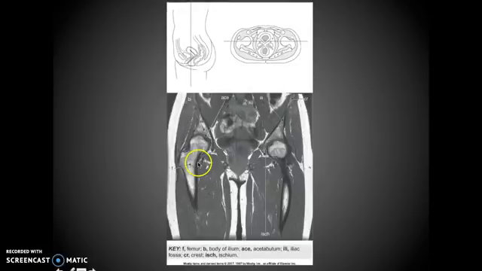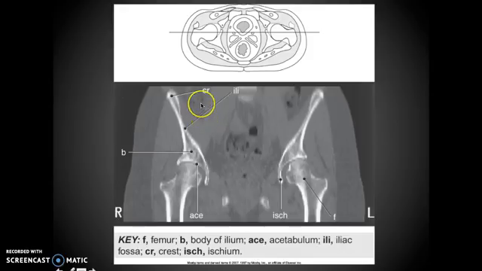So MRI coronal T1 also. So here's the crest, the ilium. Right here is your ischium coming down, your acetabulum, and the body of your ilium. This is a CT 3D. We have some step off, so they didn't scan it in very high resolution. So this is your femur, your ischium, your acetabulum, the body of your ilium. Coming up is your iliac fossa to your crest.